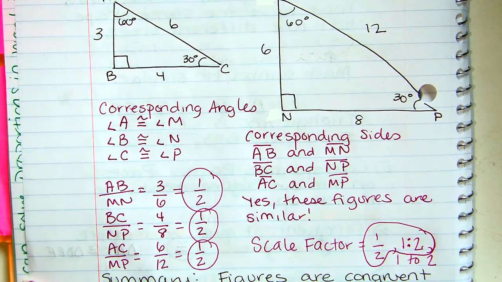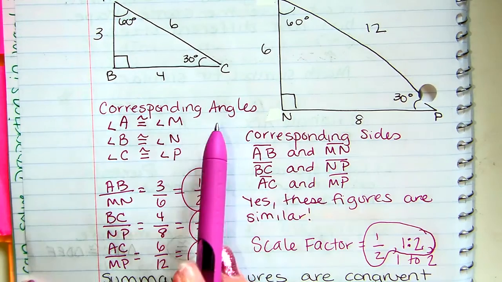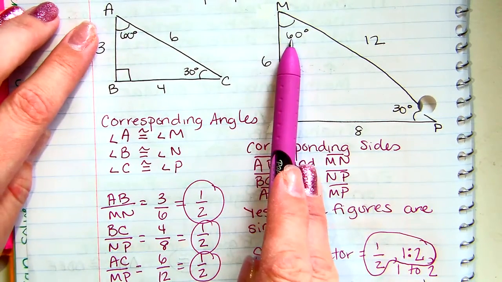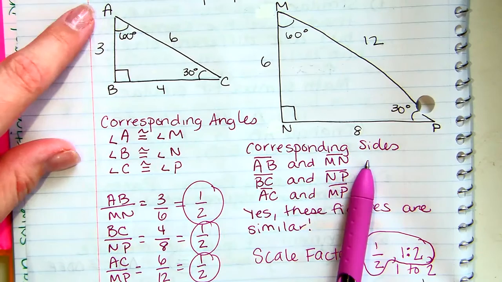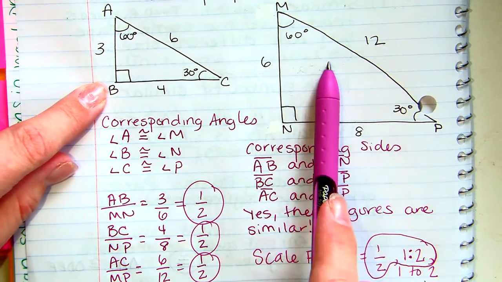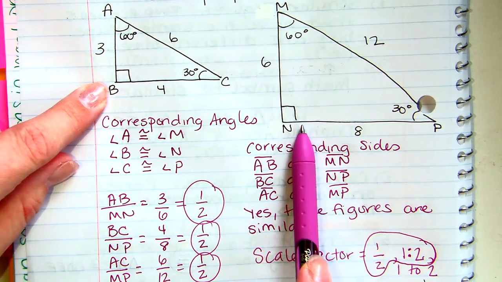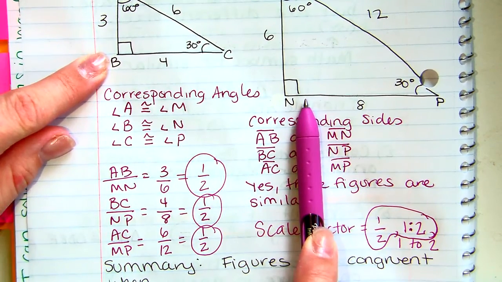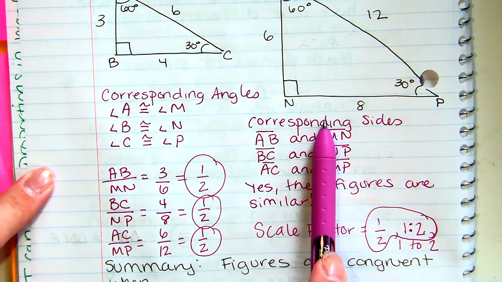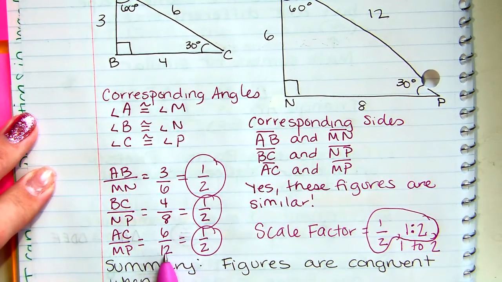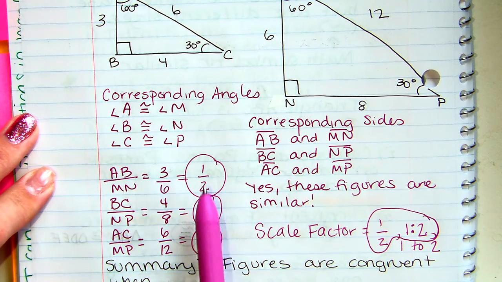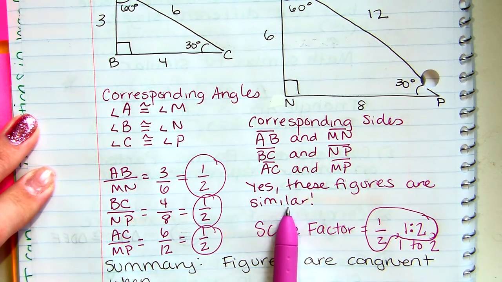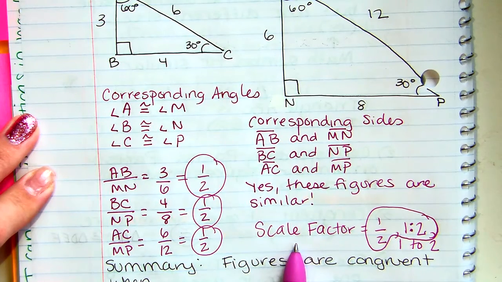So again, we have corresponding angles. Those are angles that are the same in each figure. We have corresponding sides, which are sides on each figure that are corresponding or similar to each other. And then to determine if our figures are similar, we take the corresponding sides and we put them into a ratio. If they all have the same ratio in simplified form, then our figures are similar. And our scale factor, that is that ratio.